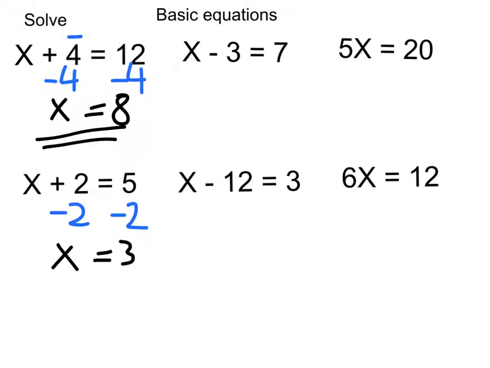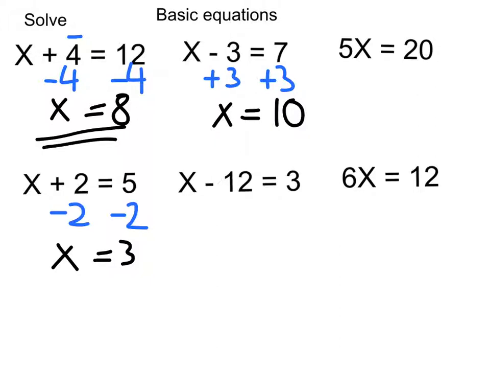Same applies if it's a take away. This time I'm not going to be taken away from both sides because I need to do the opposite. So I'm going to add. So it's been taken away, so now I add to both sides. X minus 3 plus 3 just leaves me with the x, and 7 plus 3 is 10. X equals 10.